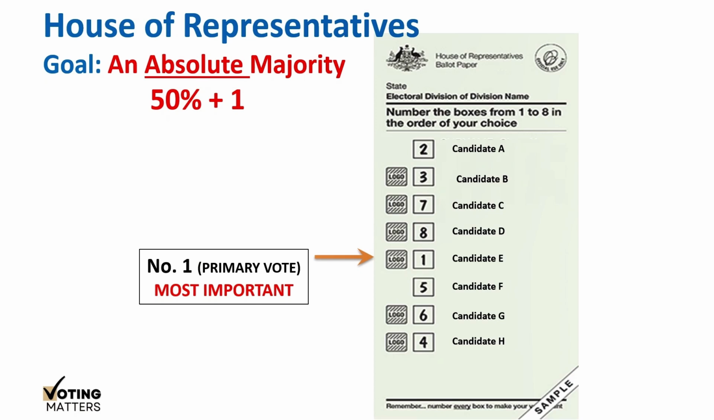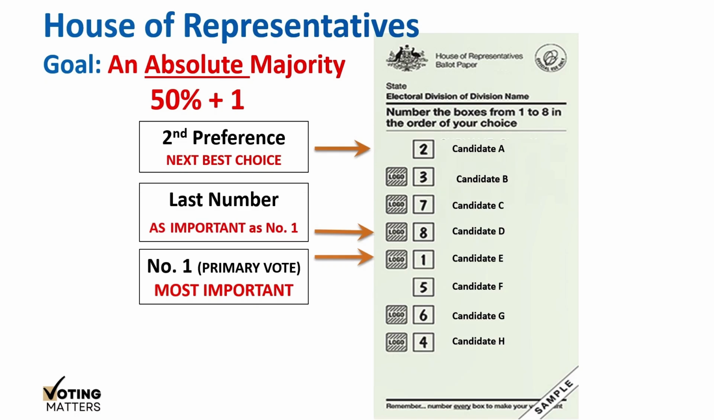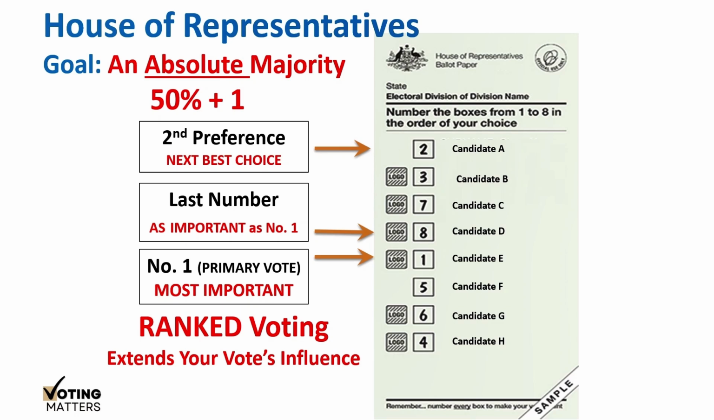This is known as a primary vote, and it is by far the most important choice. Then you choose a second preference of an acceptable person if your favourite gets eliminated at counting. Plus, you continue to rank candidates according to how well they represent your views until you reach the last number. This last choice is equally as important as your primary vote. The person who you consider to be the worst possible choice must go last if you want to hinder their chances. This method is known as ranked voting, and we will illustrate how it extends your vote's influence.